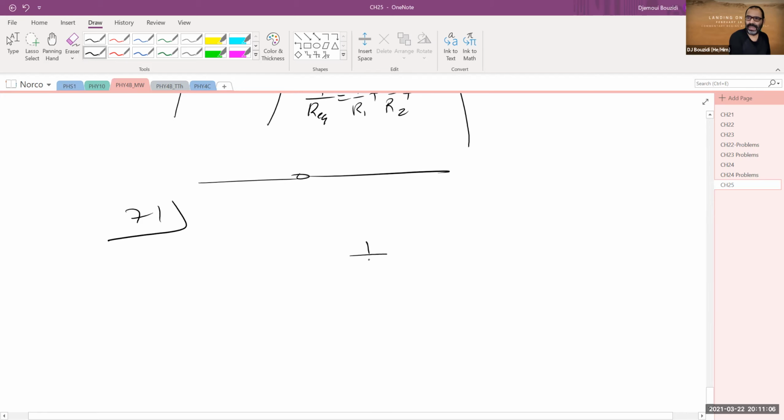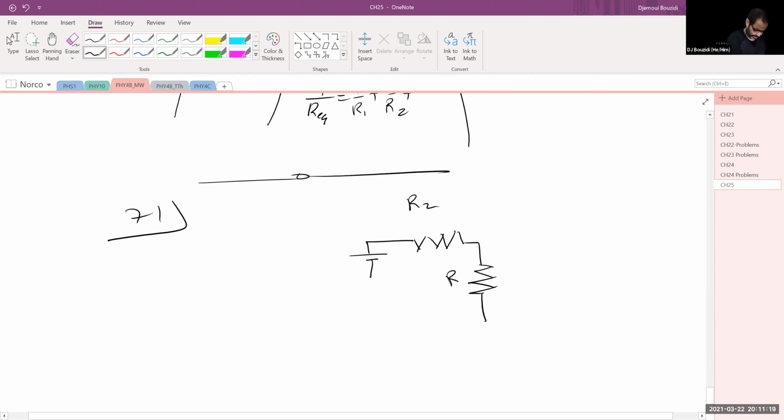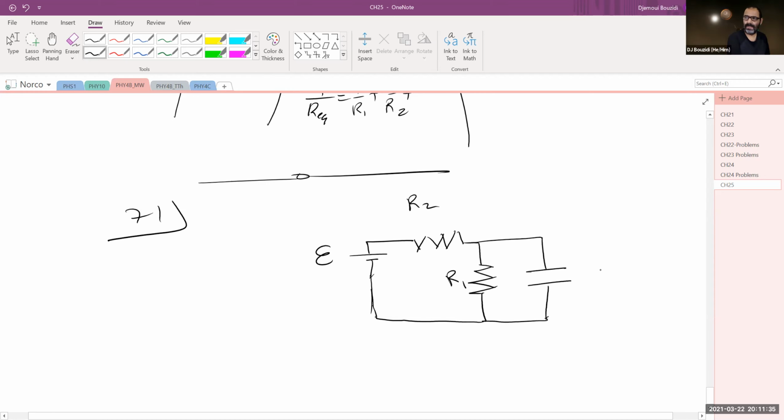So in this case, they have a battery. They have a resistor in here, called R2. They have another resistor in here called R1. The battery's EMF is epsilon. This is the voltage of the battery. They also have in parallel with this resistor a capacitor, and this capacitor's capacitance is C. They give you the values: R1 is 6 ohms, R2 is equal to 4 ohms, and C, the capacitance, is 9 microfarads.